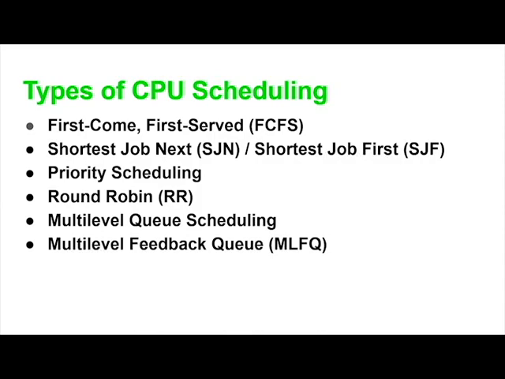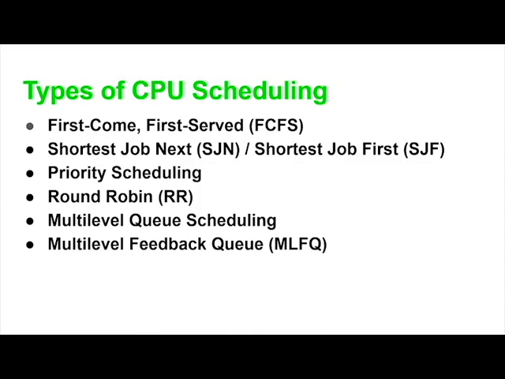The fourth one is round robin. Each process gets a fixed time slice, called a quantum, and if it is not finished, it goes back to the queue again. For example, if your quantum time is 10 milliseconds, and there are three processes A, B, and C, A runs for 10 milliseconds, then process B will run, then process C will run, and this queue will go on.